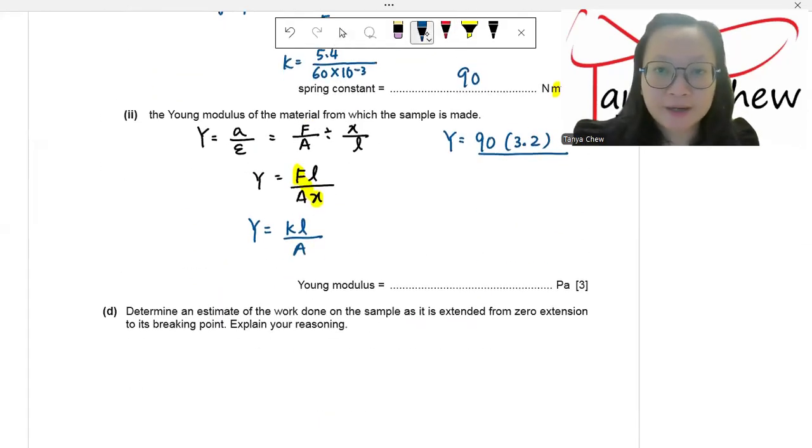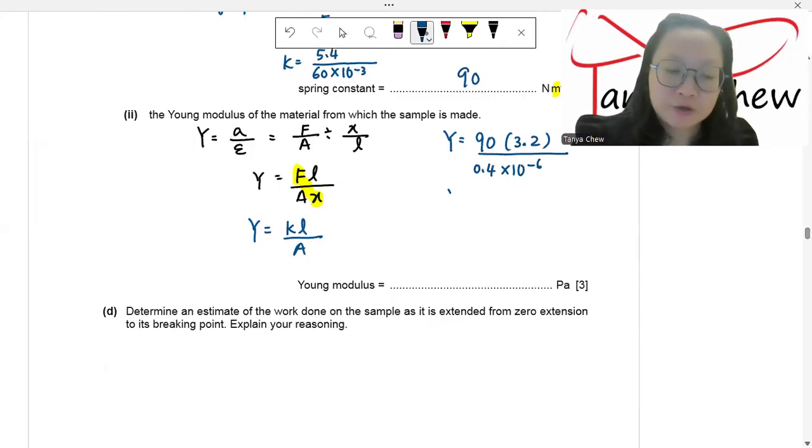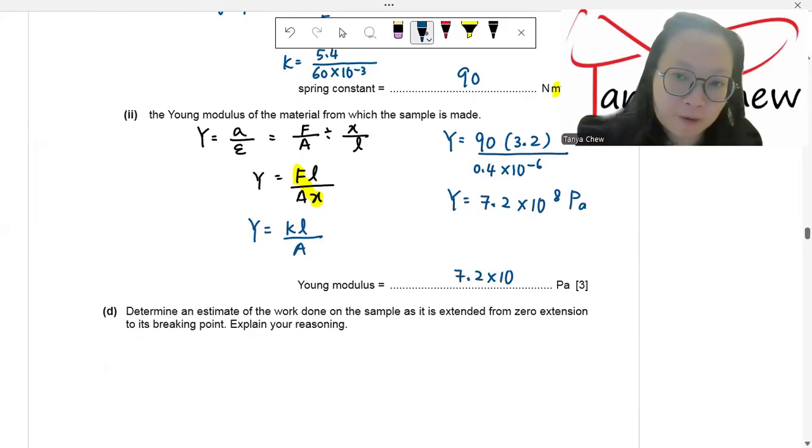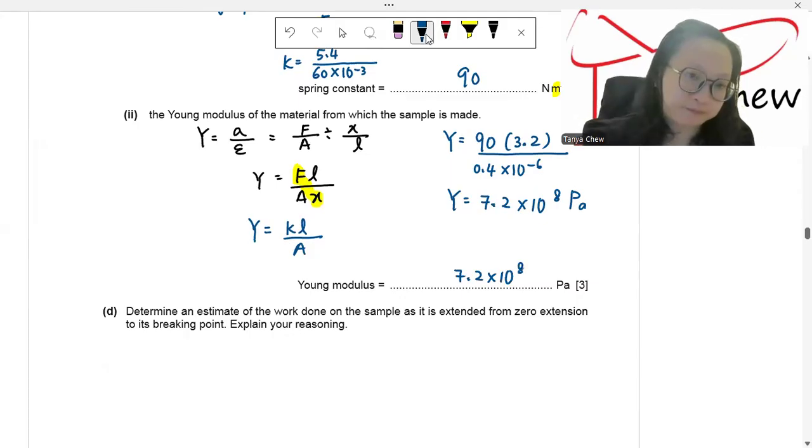I'm going to sub in that. This is 0.4 times 10 to the power negative 6. So your Young modulus is 7.2 times 10 to the power of 8 Pascal.